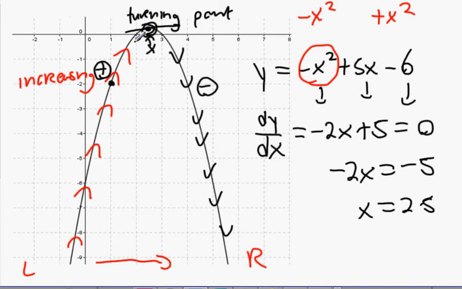Okay? And no, it's in between 2 and 3. Do you see the top of the graph is in between 2 and 3? Okay? So x equals 2.5.